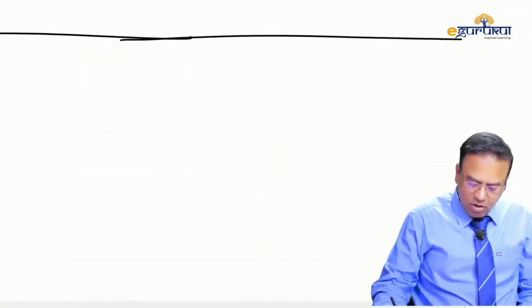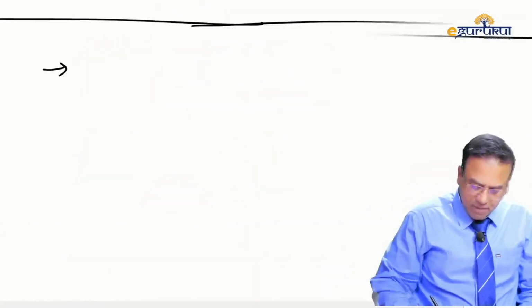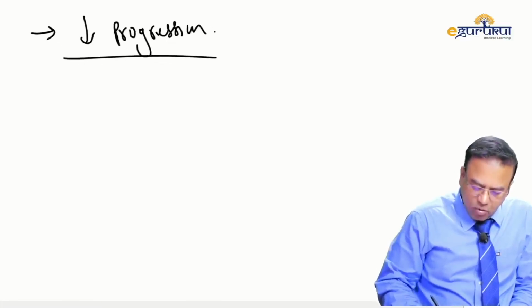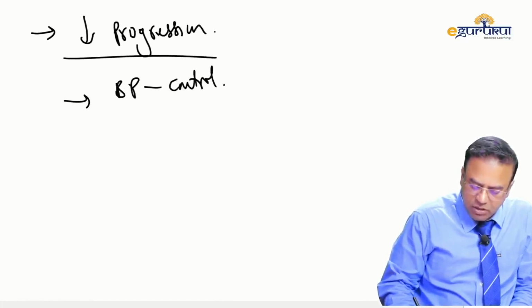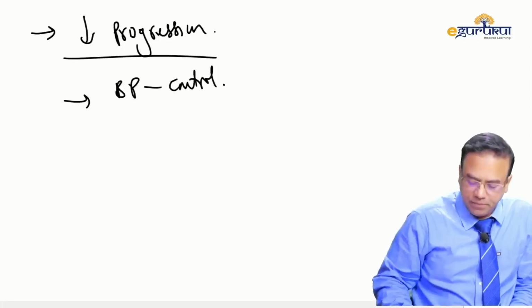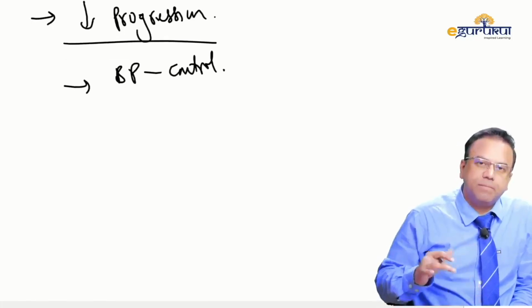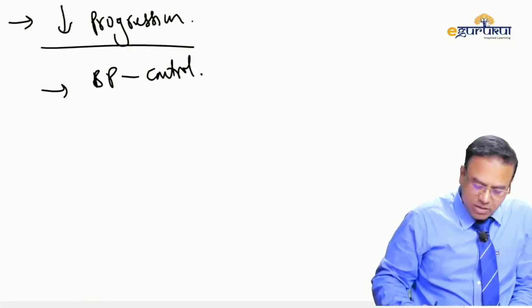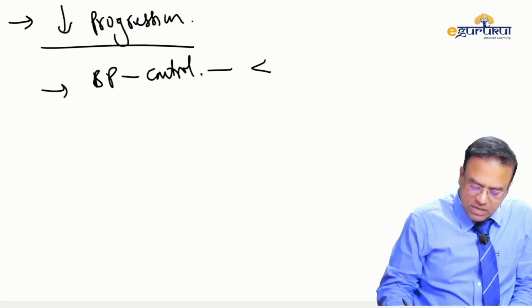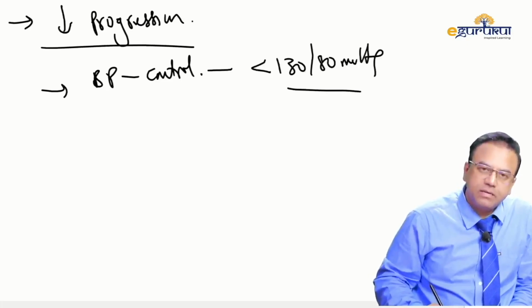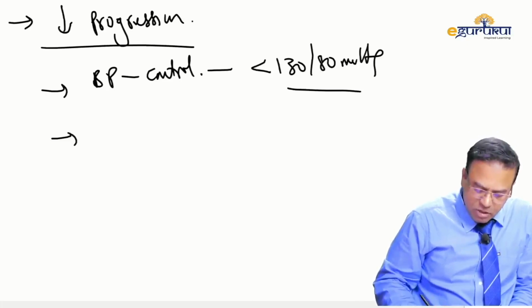So what are the interventions that have been studied and have shown proven benefit in reducing progression? BP control has been clearly shown to be beneficial in slowing the progression of kidney disease. The higher the BP, the more rapid the kidney damage. The better the BP control, the slower the kidney damage. Definitely the BP target now is less than 130/80. Getting the BP below 130/80 is an important part of CKD management.